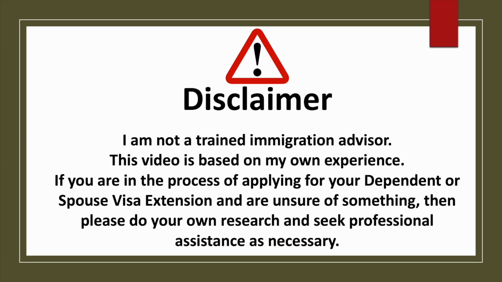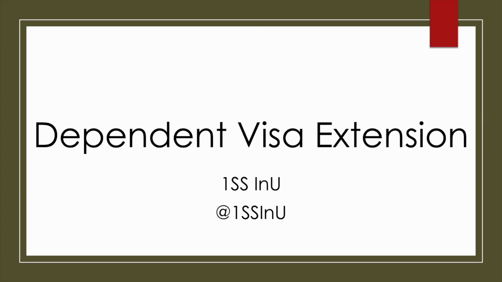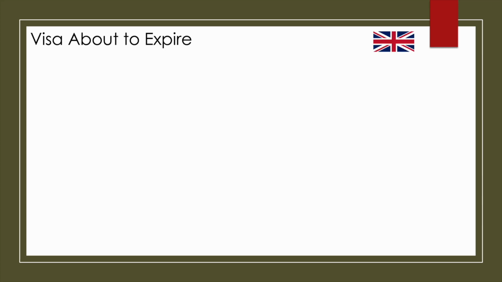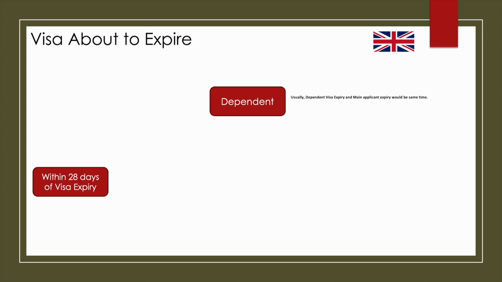Now let's get started. First, let's look at dependent visa extension. In this particular case, there are three different scenarios and we will cover all three. Let's look at it one by one, starting with visa about to expire. In general, dependent visa would expire the same time as the main applicant. In this scenario, you would have two options.